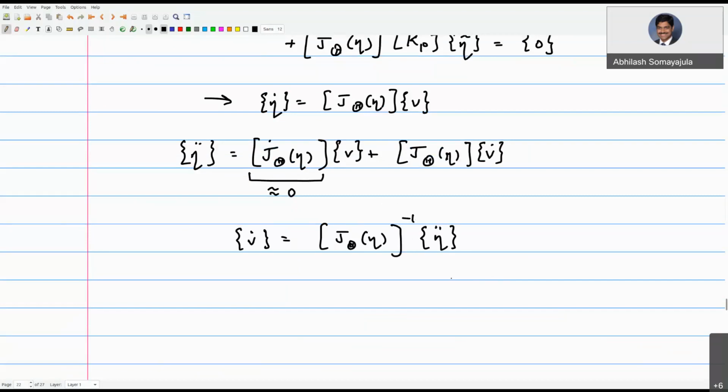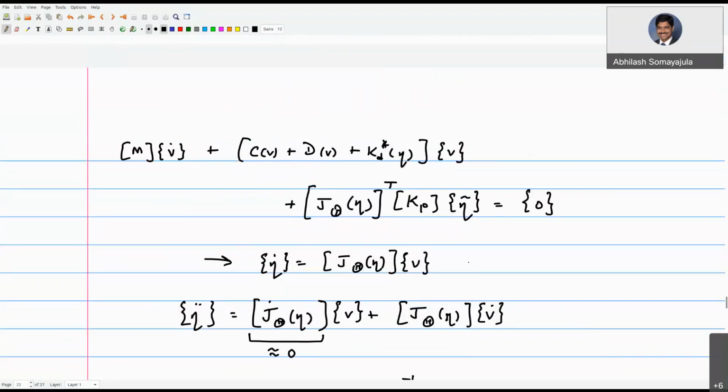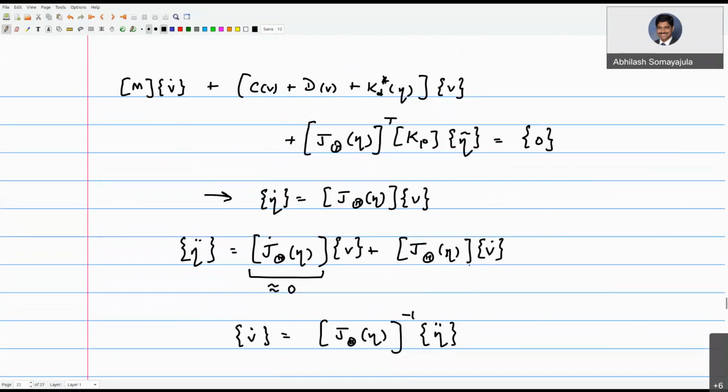Now, once I know this v dot in terms of eta double dot, I want to plug it into my closed loop system dynamics. Why do I want to do all of this exercise? Because I want to get it in the form of a spring mass damper system, so I can compare it with one and then specify the pole placement method which we have been looking at in the scalar case. I'm basically extending that to the vector case in this scenario.